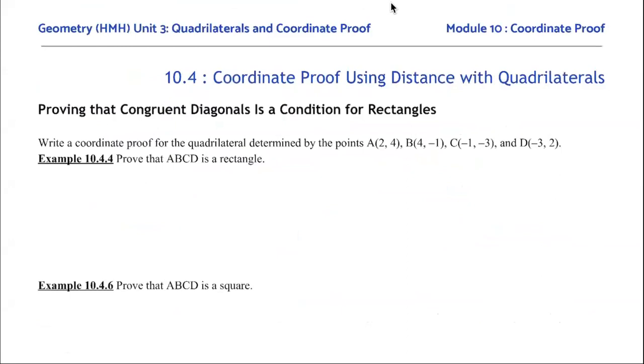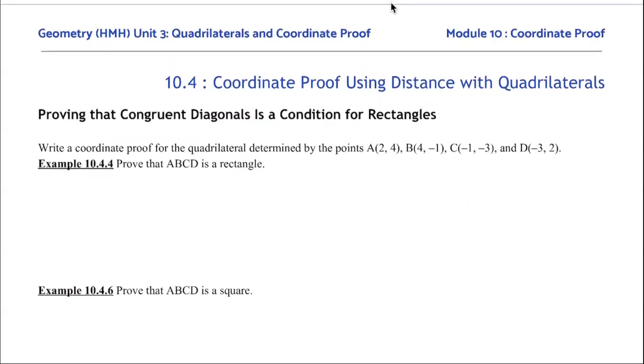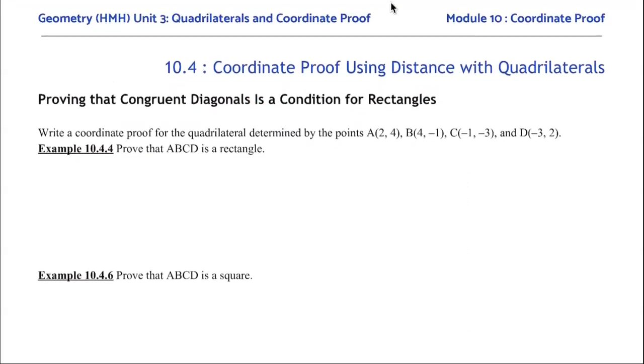In the very first question, we're going to be talking about proving that congruent diagonals is a condition for a rectangle, right? You know what? We're going to take that for granted. So let's focus on the next two. How do you plan, given this information, to show that ABCD is a rectangle? And then this is a follow-up to this question. How would you show that it is a square?